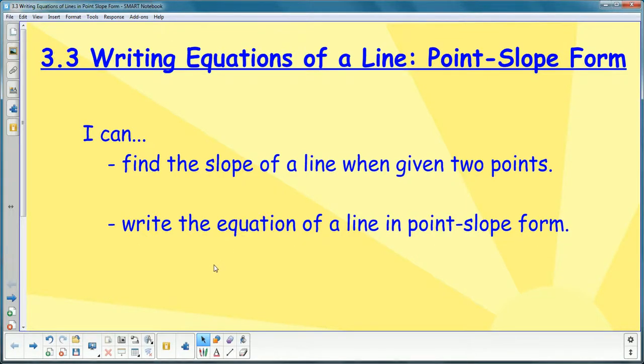Alright guys, so our chapter 3 section 3 is going to be about writing equations. We're going to have 2 lessons for this one. The first part is going to be all about point slope form.